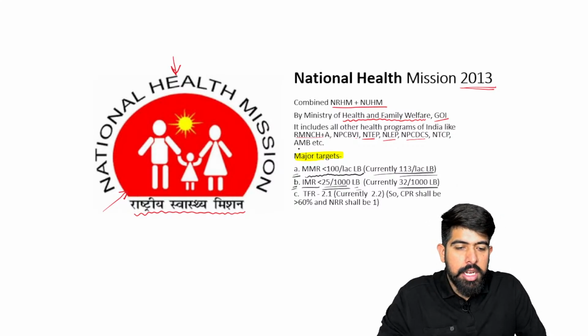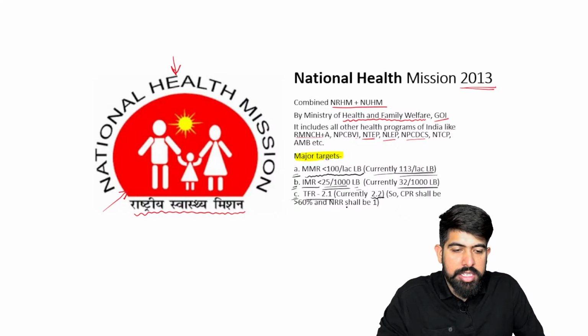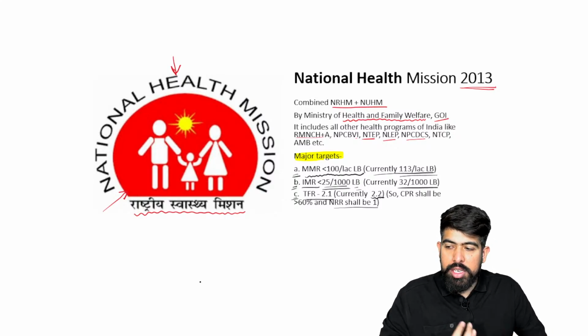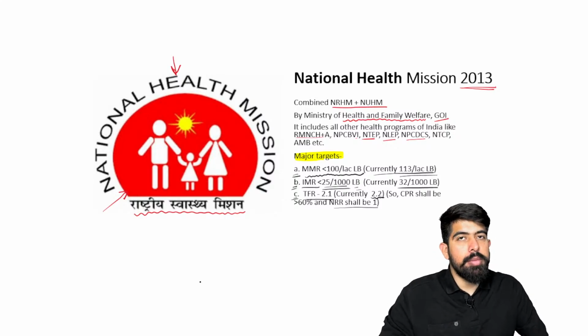And the last one, the third target, is the total fertility rate of 2.1, which is currently 2.2. And please remember, the CPR should be set at more than 60 and the NRR should be one. Only then can the total fertility rate become 2.1.